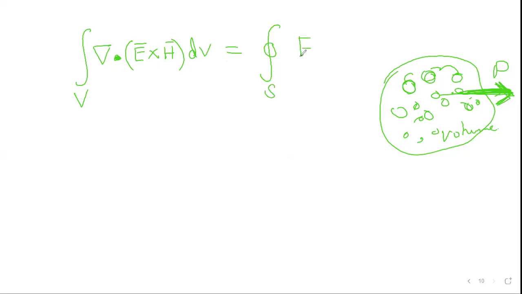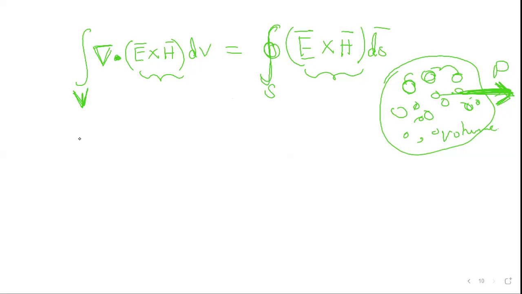Does this look identical to something that we have done? Who will tell me what this is? How did I get this? There is an E cross H here. There's an E cross H here. There's a volume integral here with a divergence. There's a surface integral here. This is the divergence theorem. Did you all understand this? Yes.